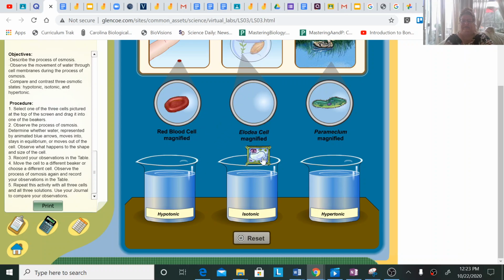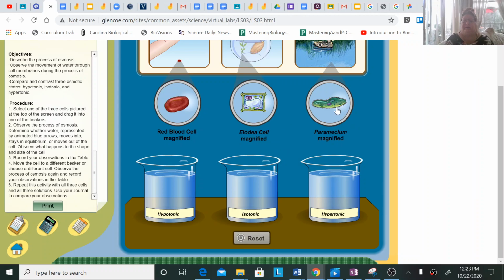All right, I'm going to put it in isotonic. And then I'm going to put it in a hypertonic. Watch what happens to the vacuole and the cell. Now, the yellow spaces are just empty spaces from the cell wall. That's not a good thing. The cell has gotten smaller, but the cell wall has maintained its shape. That can do some damage to the plant.